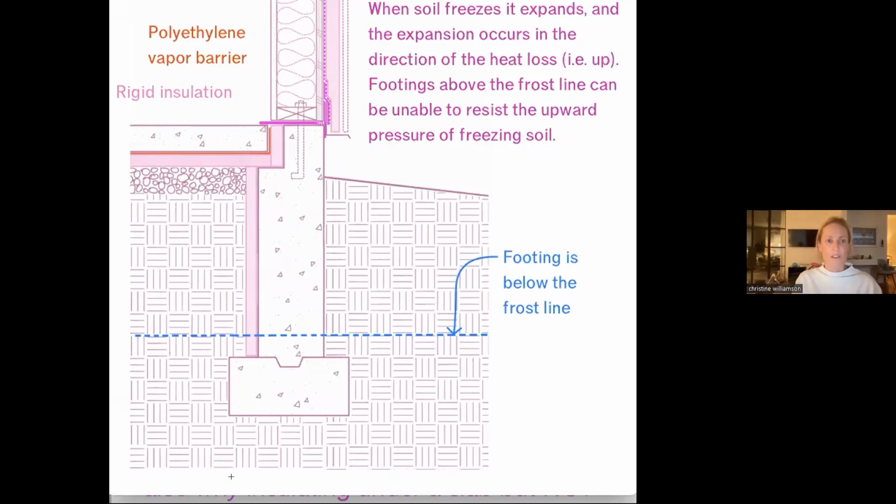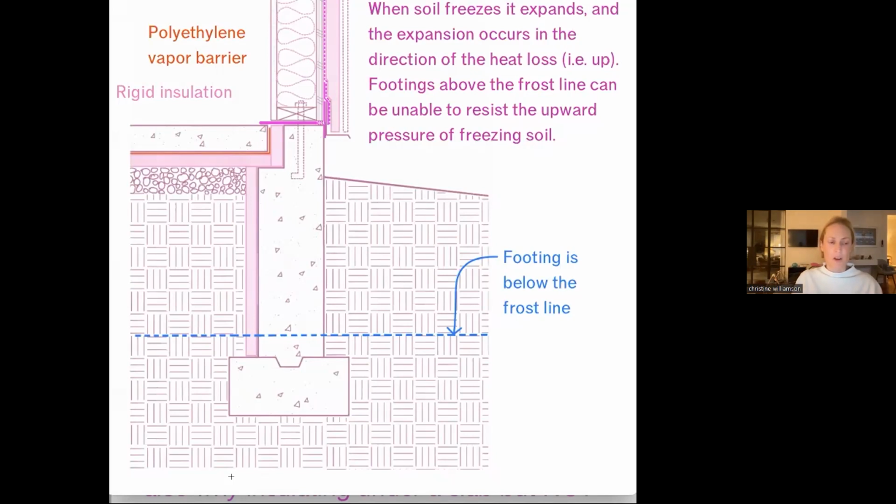So that is why we do the things that we do with respect to putting footings below the frost lines. And the local code will tell you where the frost line is, and you just put the footing below it. Pretty simple.